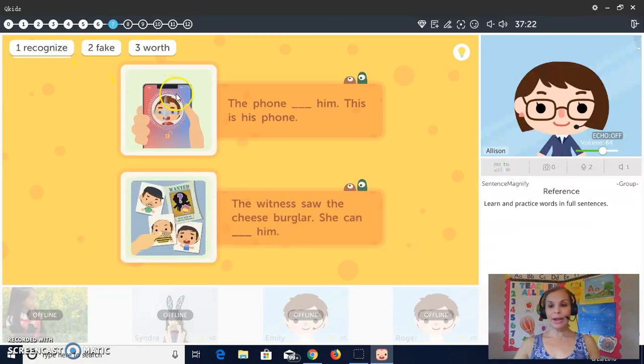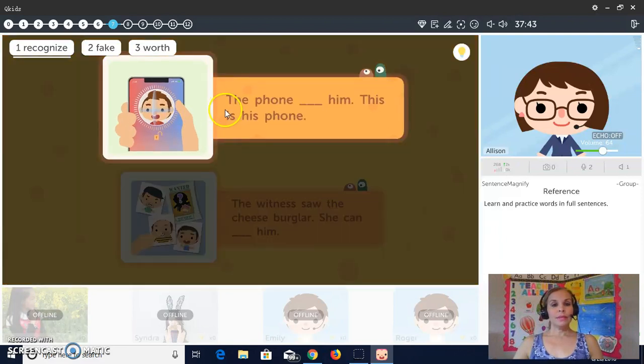So then they get to practice the vocabulary that they just learned. Kind of like in the lower levels where they get to practice with, I can't even think of some of the games, but maybe like the bingo or the connect the bubbles game, something like that. So I would have a student read the phone, and then they decide what word should go here. Recognizes him. This is his phone.